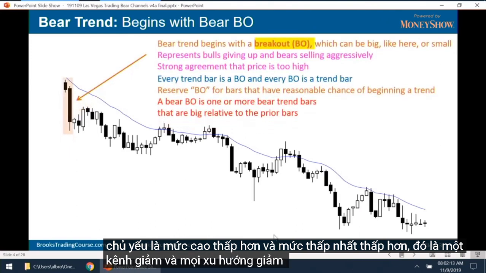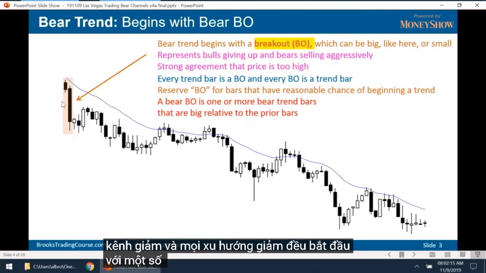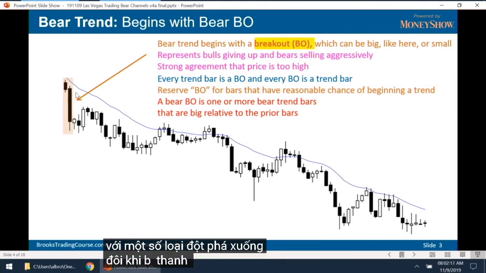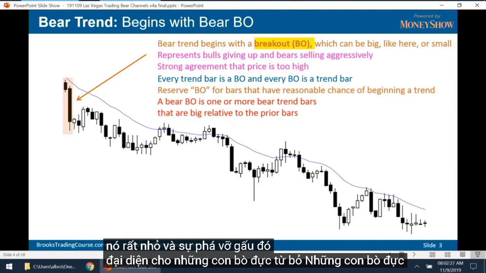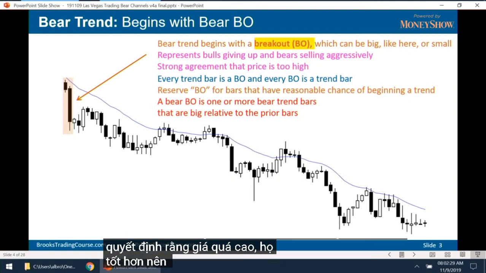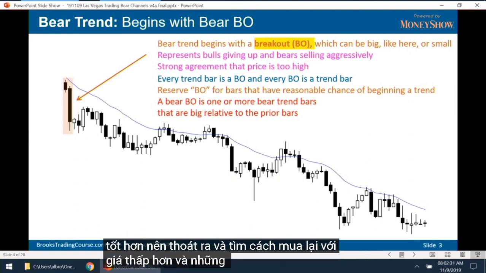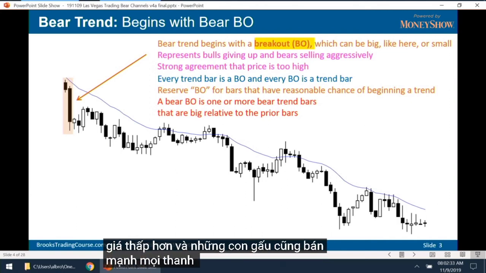And every bear trend begins with some kind of a bear breakout. Sometimes the breakout bar is relatively big, conspicuous like this, and sometimes it's very small. And that bear breakout represents bulls giving up, bulls deciding that the price is too high, they better get out and look to buy back lower. And it's also bears selling aggressively.